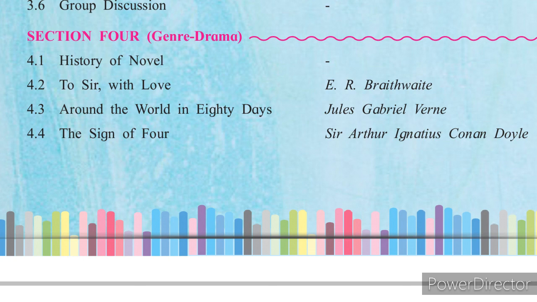Let me briefly explain. E.R. Braithwaite's novel To Sir with Love has a theme of student-teacher relationship, prejudice and racism. The next, Jules Verne's novel Around the World in 80 Days, is full of adventure and excitement, and the last one, The Sign of Four by Sir Arthur Conan Doyle, is a mind-blowing detective novel. You just need to make the best use of these interesting texts in order to have a good life ahead.